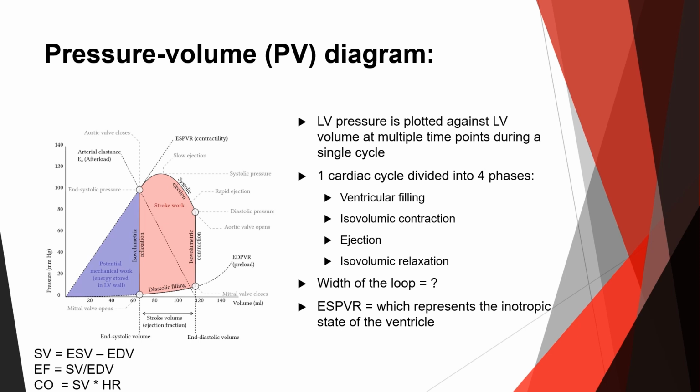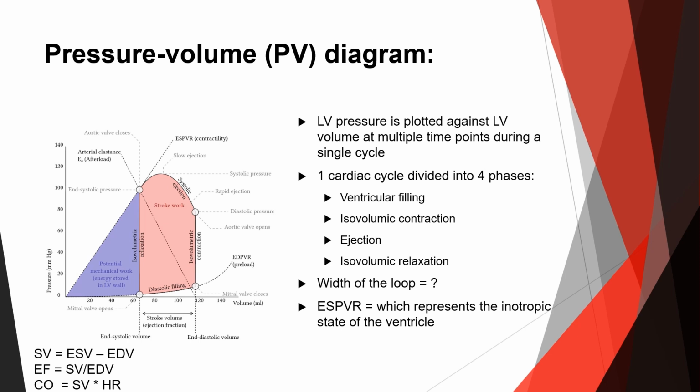Now, looking at the graph, you see on the y-axis you have pressure, and on the x-axis you have volume. Left ventricular pressure is plotted against the LV volume at multiple time points during a single cycle. What is a cardiac cycle? It's divided into 4 phases: ventricular filling, isovolumetric contraction, ejection, and isovolumetric relaxation.